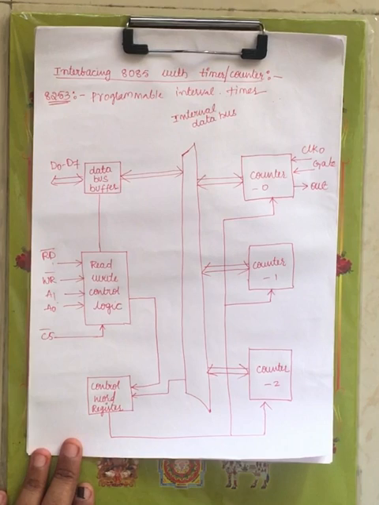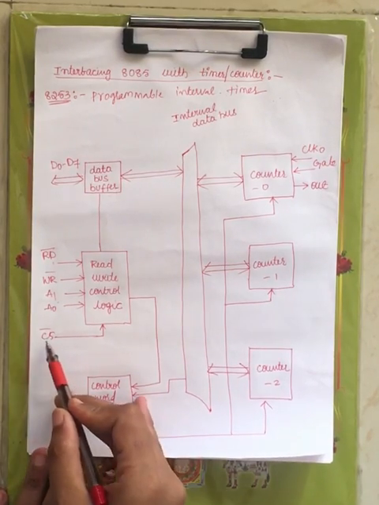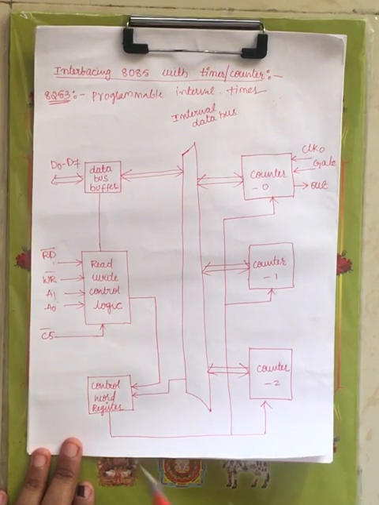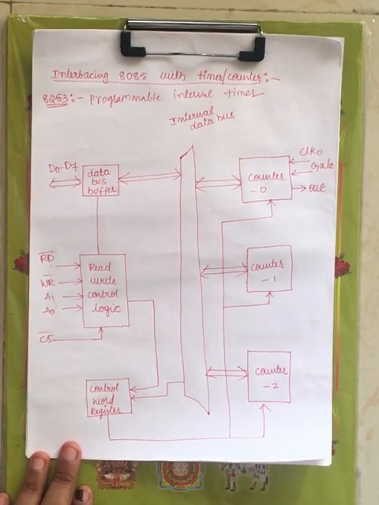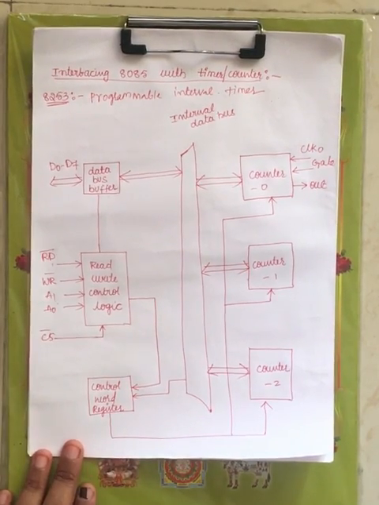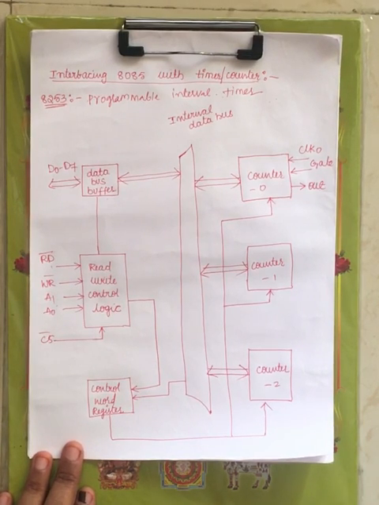Same as your 8255, the difference is that there you observe 3 IO ports, but here you will observe 3 timers or counters. A1, A0 are the address lines. After that you have chip select. This is also an active low signal. For logic 0, it indicates that 8253 is ready for communication with the microprocessor, that is 8085.